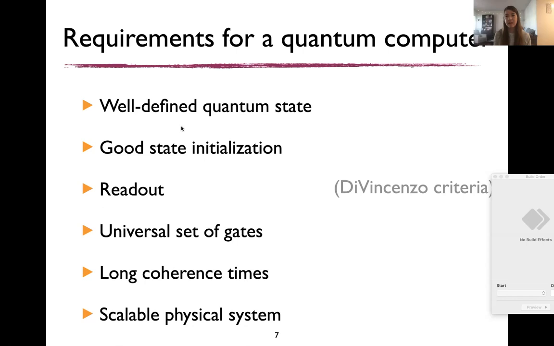So after you do your operations and whatnot, you need to know what was the state in the end: zero, one, or some superposition. You also need to be able to do some universal set of gates. These are the minimum gates you need such that you can then do arbitrary operations with a qubit.